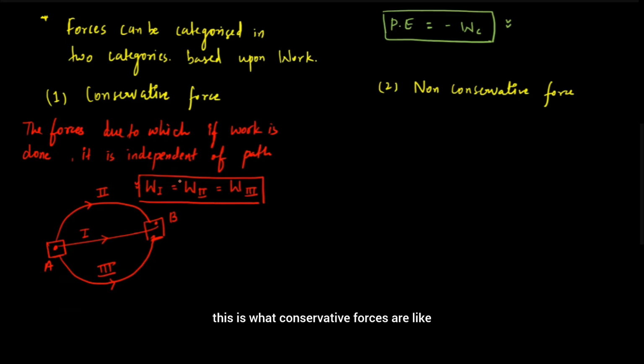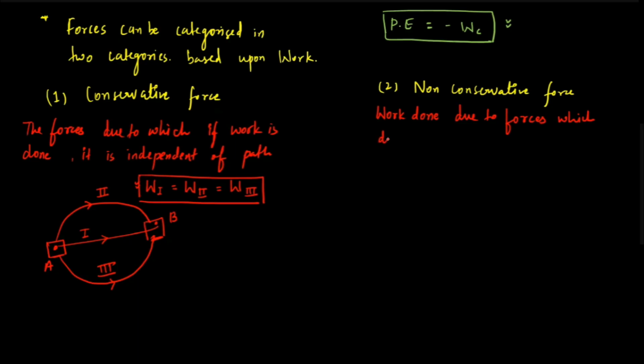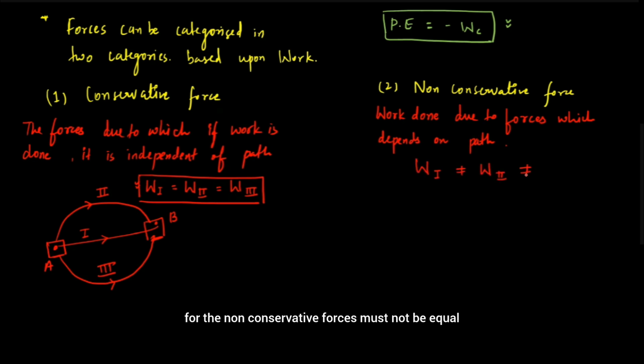This is what conservative forces are. They don't care about what path is being chosen. What matters is that whatever work is going to be done, there should be some displacement. Whereas if there is a non-conservative force, the work done is path dependent; it is the work done due to those forces which depend on the path. So here I can say that the work done for all the given paths for non-conservative forces must not be equal.